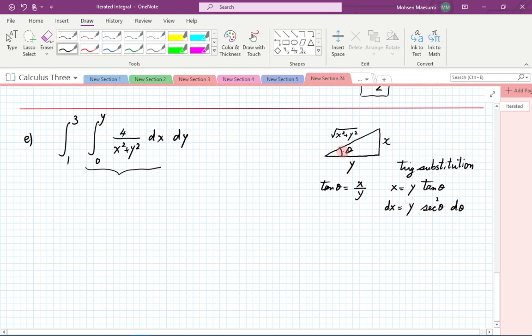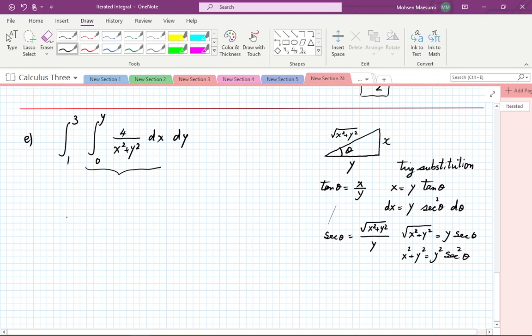Next, how about secant of theta itself? I need to substitute my denominator as well. Secant is a ratio of hypotenuse, which is this, by the adjacent. So that tells me my expression, the radical of x squared plus y squared, can be replaced by y secant of theta, and since in the denominator I have the square of this expression, that's going to be, of course, y squared secant squared of theta. Now I'm ready to make my substitution.